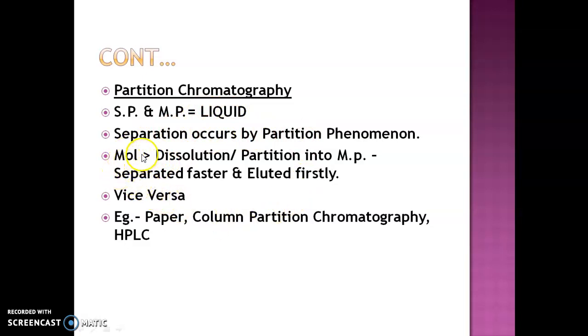The molecules which have higher dissolution or higher partition into the mobile phase get separated faster, meaning they are eluted first from the column. The molecules which have lesser distribution into the mobile phase, meaning higher dissolution into the stationary phase, are eluted slowly as compared to those. Examples of partition chromatography are paper chromatography, partition chromatography and high performance liquid chromatography.